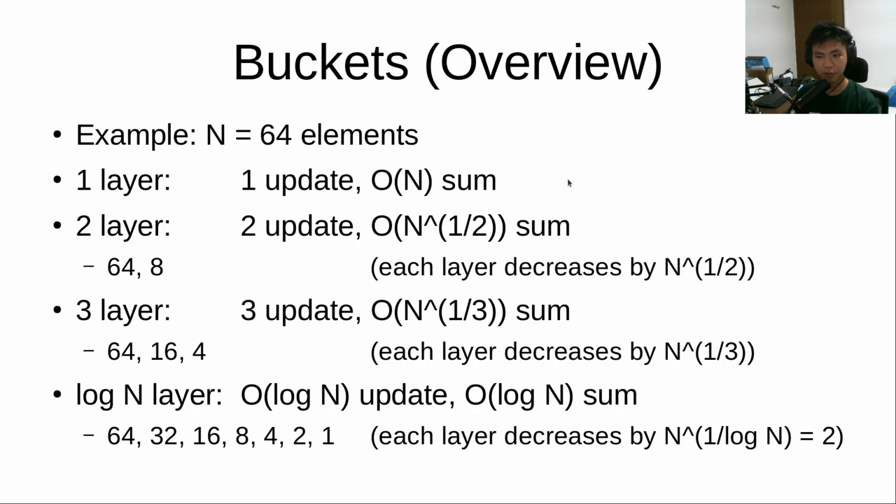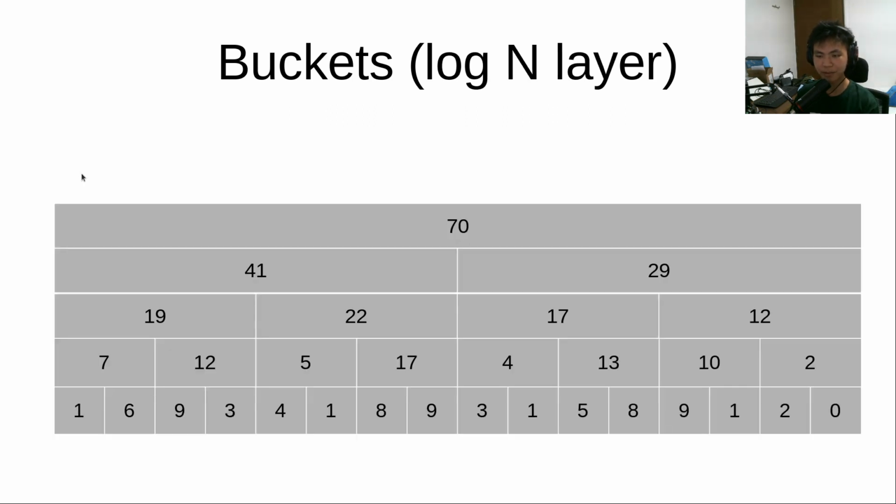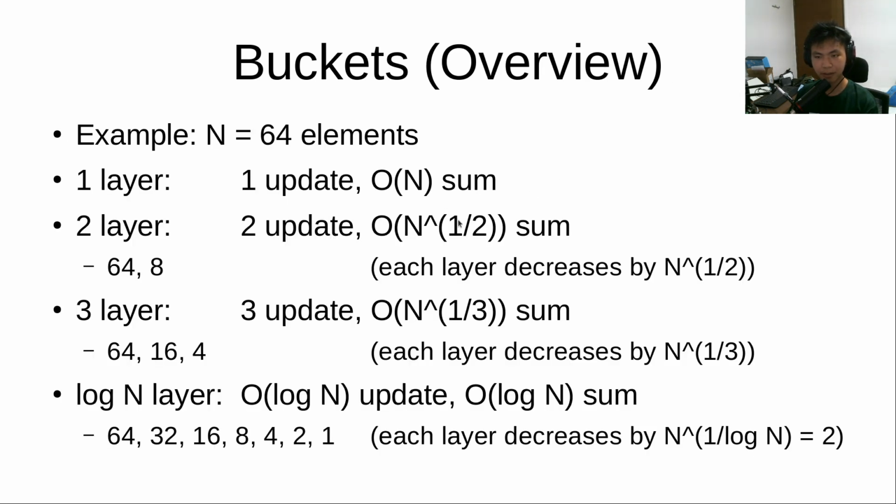So here's an overview of what that looks like. The time complexity for updates is equal to the number of layers there are, because for each update, we need to traverse all the buckets that it affects. And in this case, it's log n. It's the number of layers. So the update time complexity is the number of layers. And the sum time complexity is actually n to the power of 1 over the number of layers.